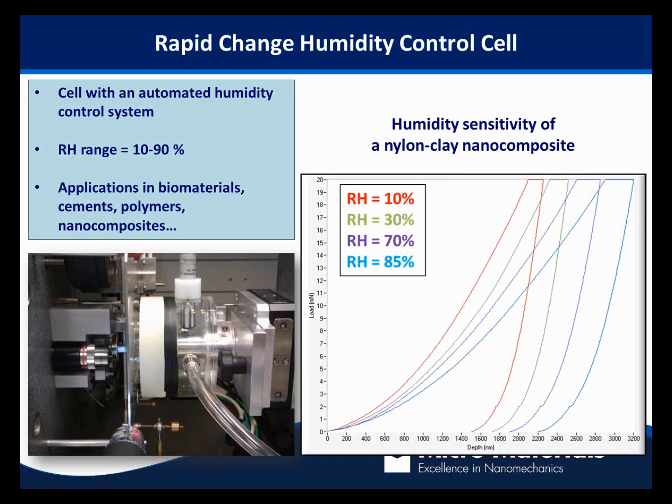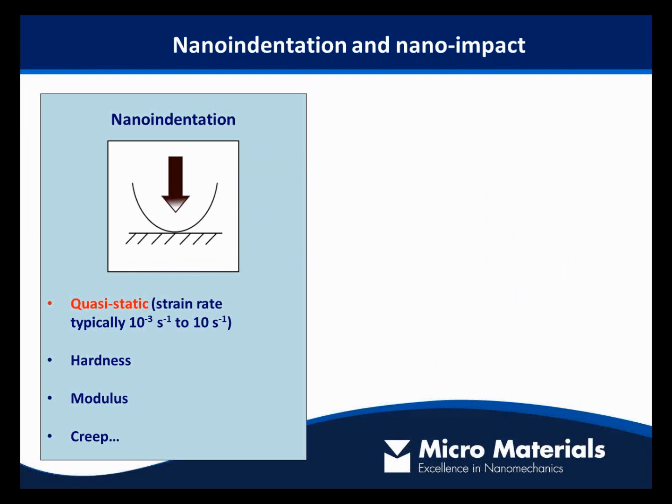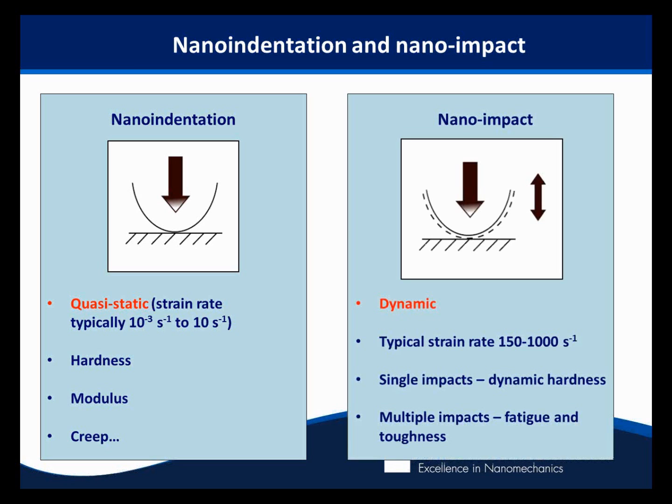Okay, so I now move on to strain rate. This is now looked at with nano-impact testing. We can think of nano-impact really as a complementary test technique to nano-indentation. In a nano-indentation test, we typically apply a load very slowly. Strain rate is typically something like 10 to the -3 per second, to 10 to the 1 per second. And we determine hardness, modulus and other parameters. It doesn't allow us easy access to time-dependent deformation in a large range of materials.